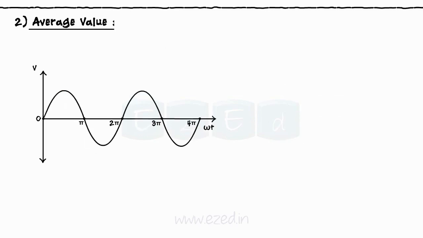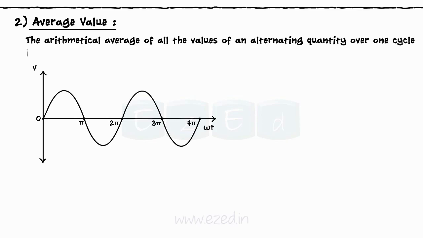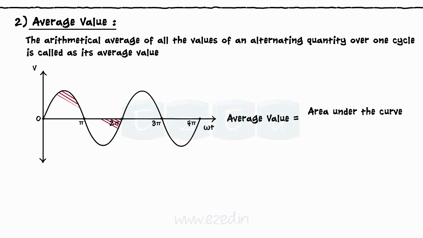The second way to express the magnitude of the AC signal is the average value. The arithmetical average of all the values of an alternating quantity over one cycle is called its average value. It is calculated as the area under the curve upon the base length.